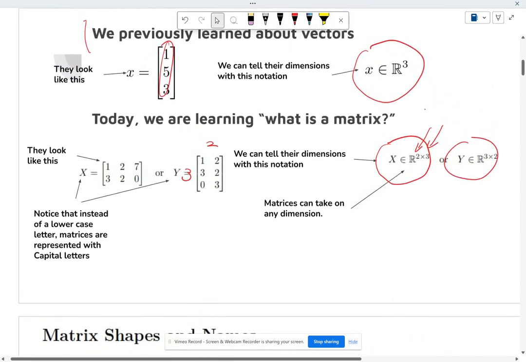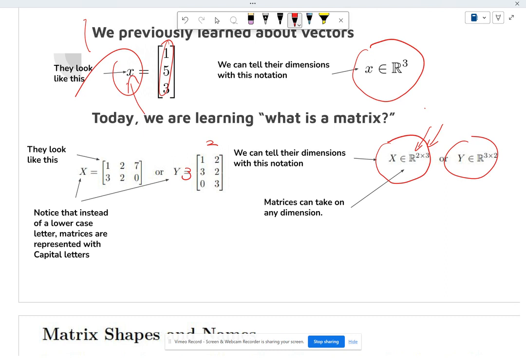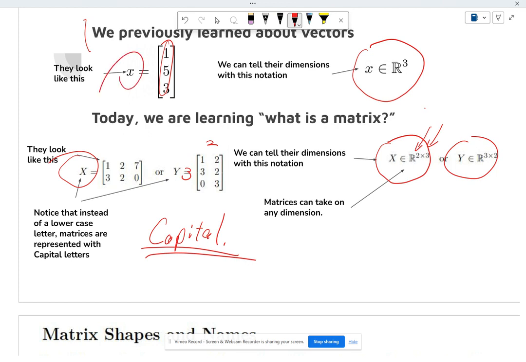Now, another thing you want to notice is that I made it very explicit that vectors are lowercase and most of the time cursive lowercase. Now, with matrices, we represent them slightly differently. We use the capital case. So this is how very often you can tell them apart.